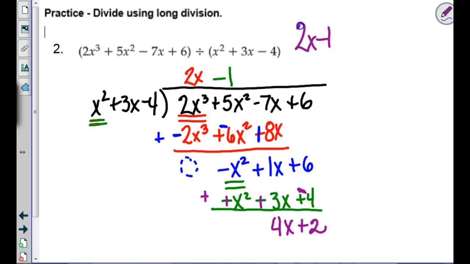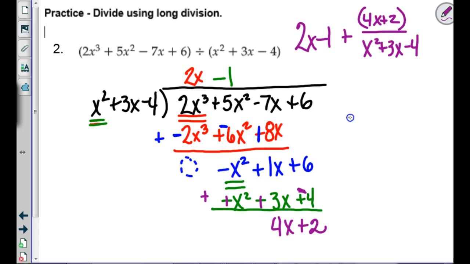2x minus 1, 4x plus 2 over x squared plus 3x minus 4. Now be really careful. It is plus, and be careful because sometimes students will, if there's a negative up there, it gets a little confusing, so just put parentheses around that one. All right.